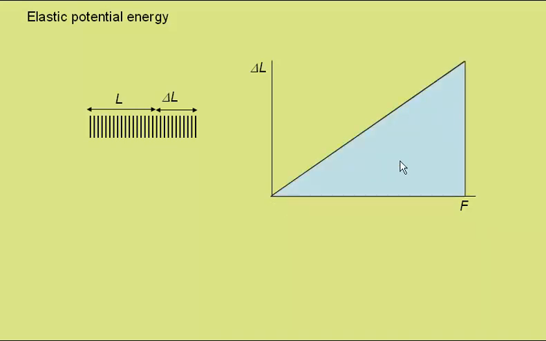The area under this will be in units of force times distance. That is the units of work. And so the area underneath will give the work done on stretching the spring, which will be the energy stored within the spring. The area of a triangle is half times base times height. In this case, half times the base F, the force applied, times the height of the graph, which is delta L, the extension. So we can write that the energy stored in the spring is equal to half the force multiplied by the extension delta L.